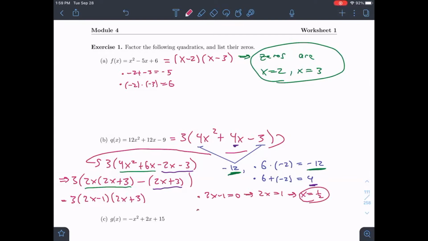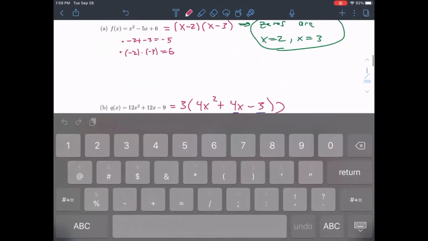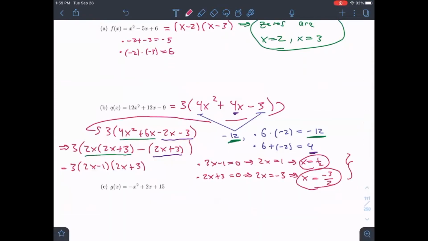And then we have that 2x plus 3. You solve it in a similar way. So you subtract 3 from both sides to get that 2x is equal to negative 3, and then you divide both sides by 2 to get that x is going to be -3/2. So these are going to be the zeros. Oops. These are the zeros of f of x.